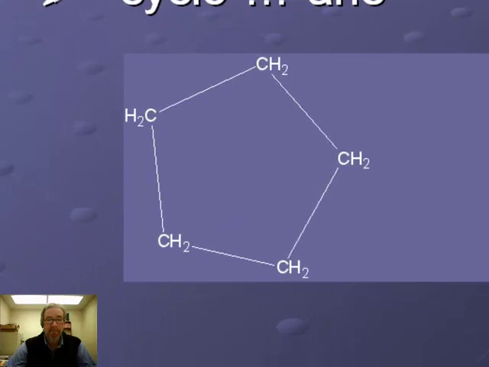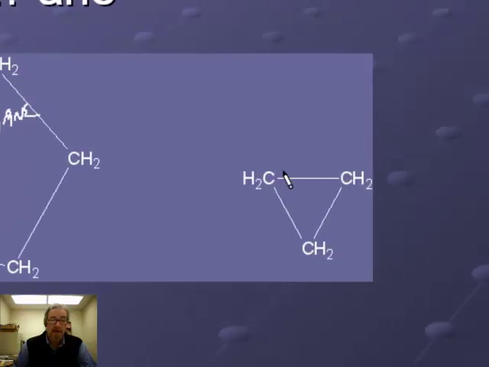So here are a couple of these things. This has 5 carbons, so this would be cyclopentane. And this has 3 carbons, so this would be cyclopropane.